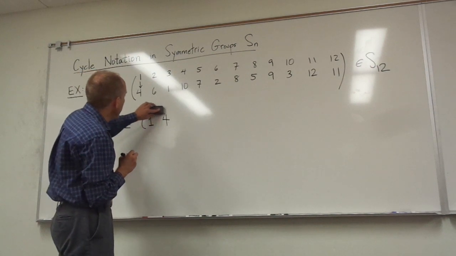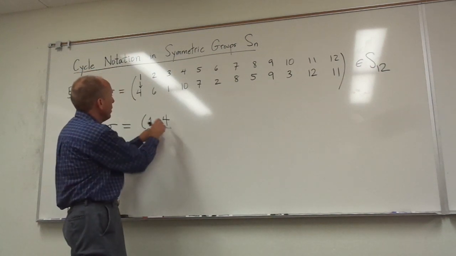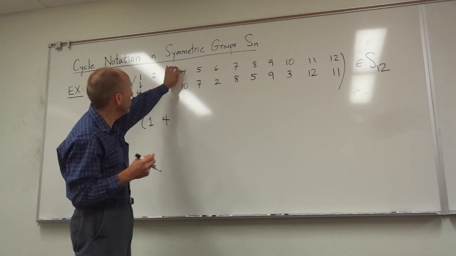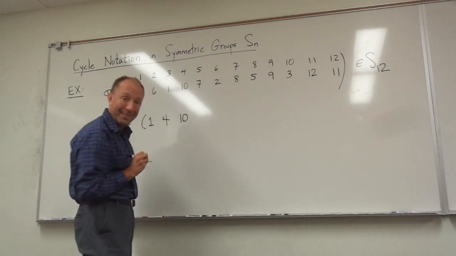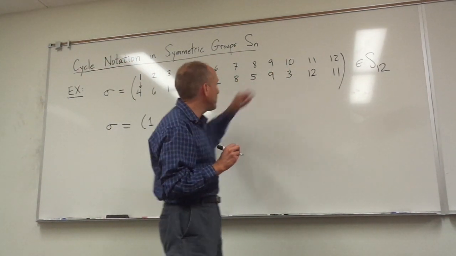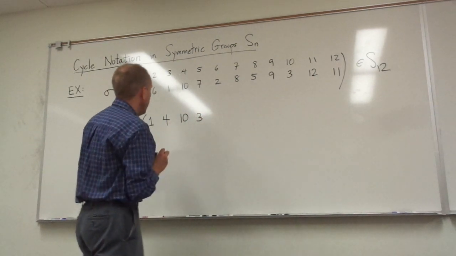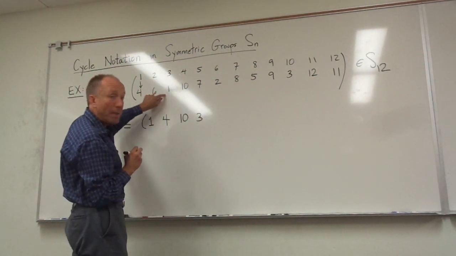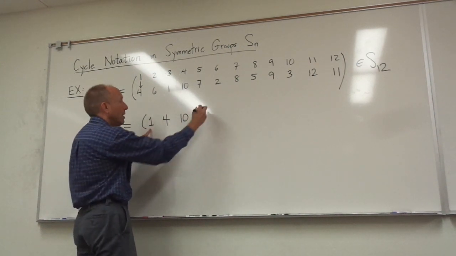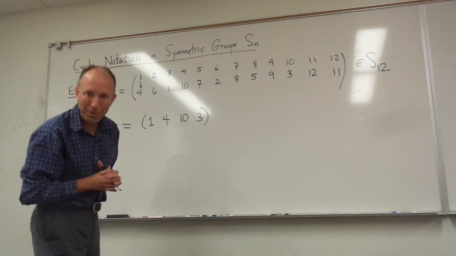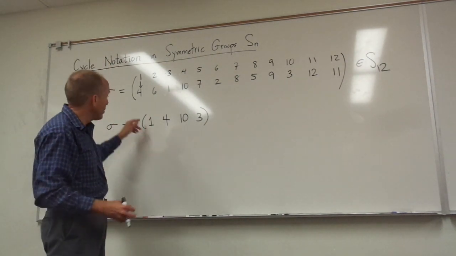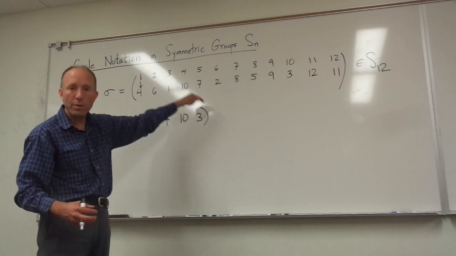And then after the 4, I do the same thing again. I figure out, well, where does 4 get mapped? I'm going to skip over the 2 and the 3, and say 4 gets mapped to 10. Then where does 10 get mapped? 10 gets mapped to 3. I keep going like this. Now 3 gets mapped back to 1, and I have to remember that 1 was where I started in this cycle. So I'm going to close that cycle right there. So the first cycle is just 1 goes to 4, goes to 10, goes to 3, goes back to 1.